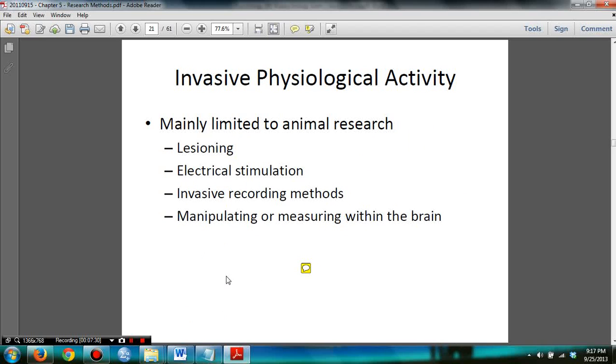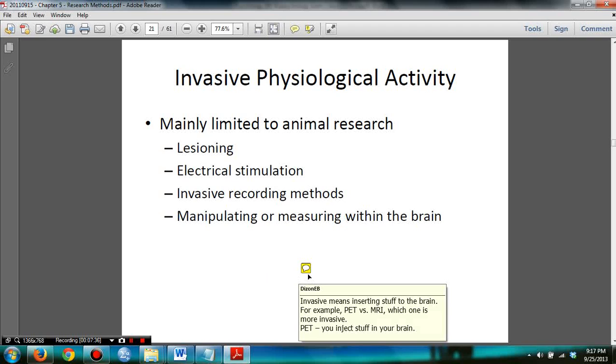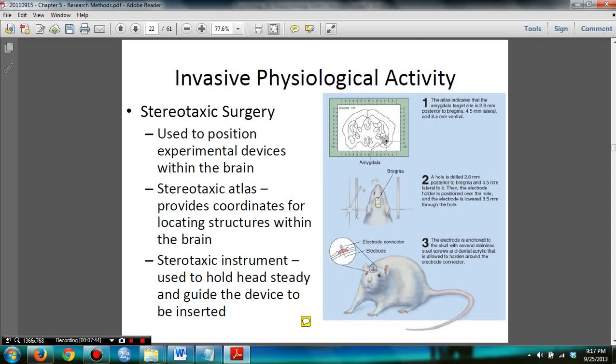And now we're moving into invasive physiological activities. So basically, invasive means we insert stuff in the brain. So one invasive physiological activity is stereotactic surgery.